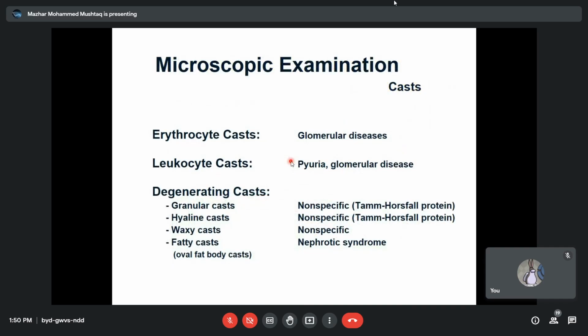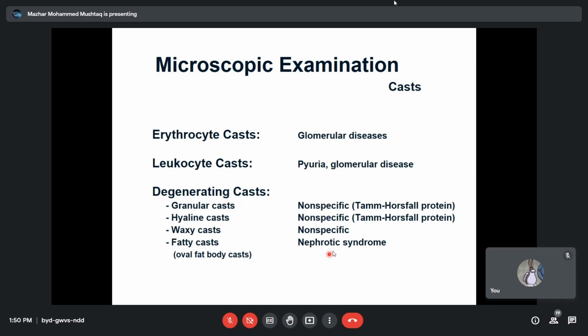Now, the difference between casts. What is actually a cast? I will show you in the next slide what a cast looks like. So you can have the erythrocyte cast, and this erythrocyte cast will indicate that there is some glomerular disease present. So it is before the loop of Henle. Leukocyte cast will indicate a pyuria or some glomerular disease. Degenerating casts degenerate as time passes by. So you can have granular cast, hyaline cast, waxy cast, fatty cast.